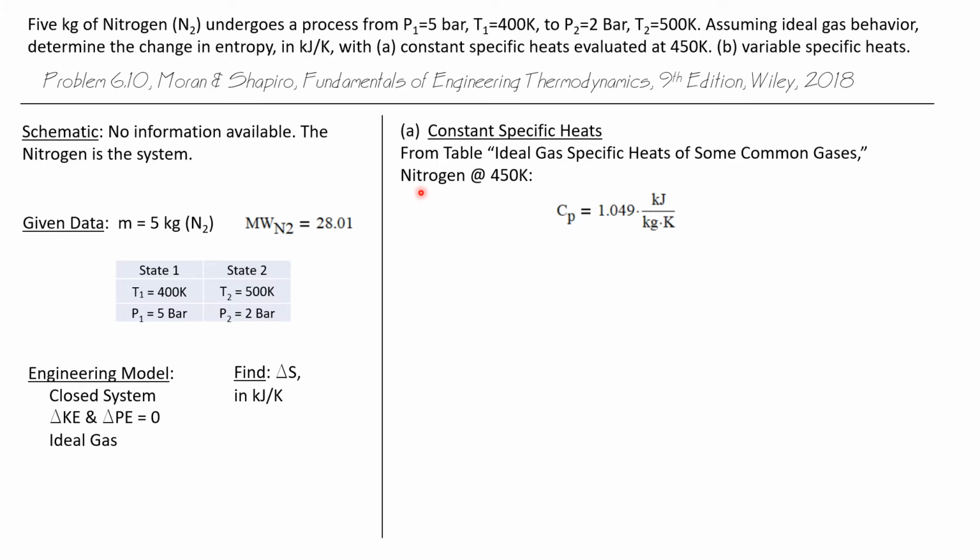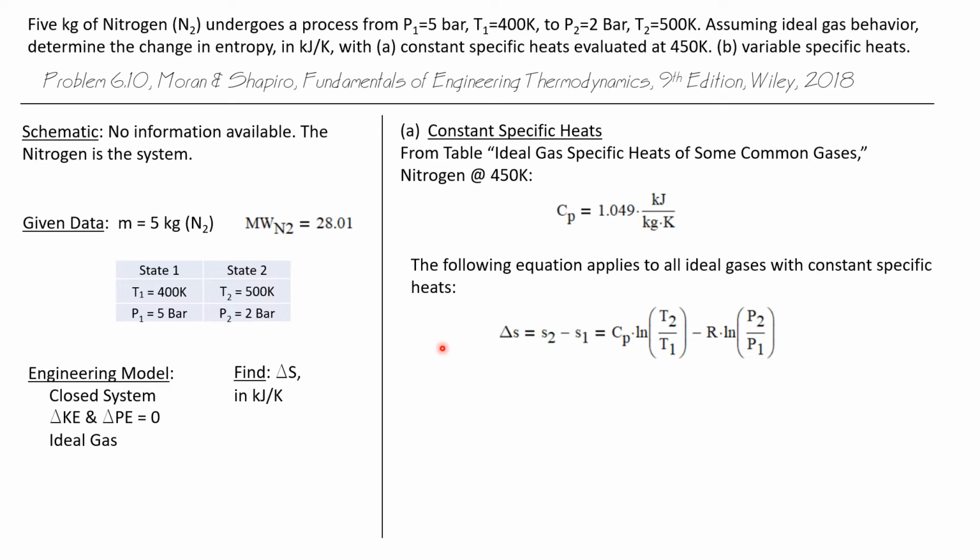So the first problem we want to solve, we're going to solve with specific heats. So instead of getting S0 values from a table at various temperatures, I'm just going to get specific heat from a table known as the ideal gas specific heats of some common gases. And in there, we'll find that the specific heat of nitrogen at 450 degrees Kelvin is 1.049 kilojoules per kilogram K.